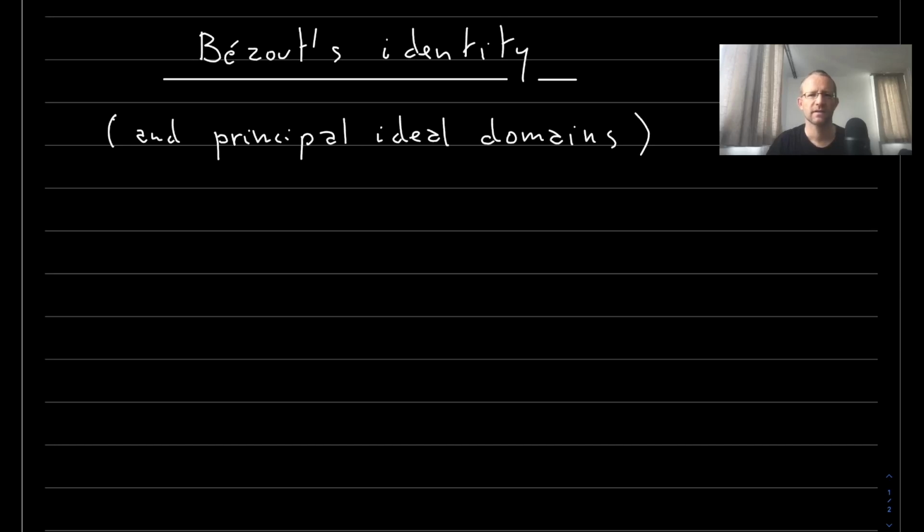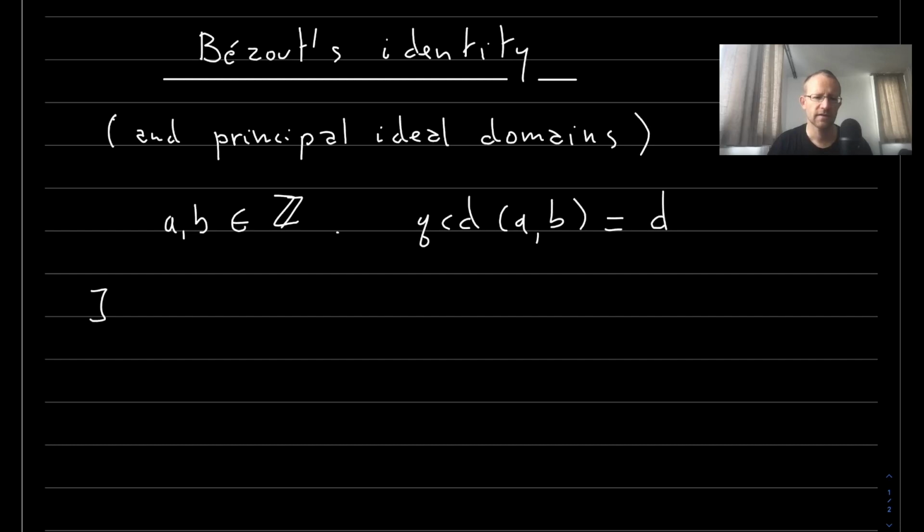Bézout's identity in the integers states that if we have two integers, a and b, with the greatest common divisor equal to d, then there exist integers x and y such that ax plus by is equal to the greatest common divisor d. So let's prove this.